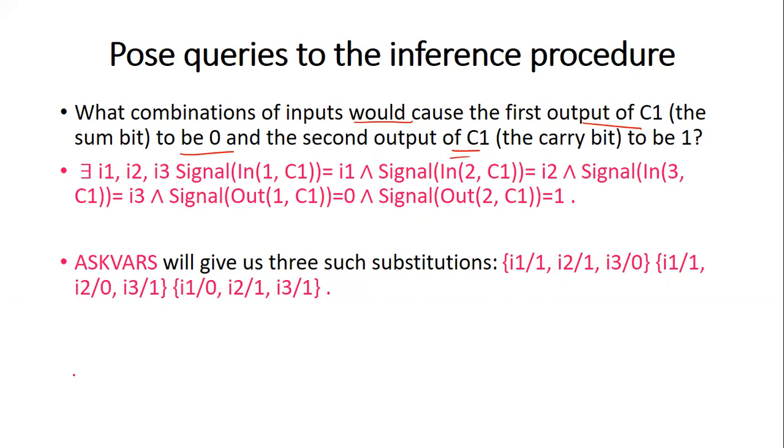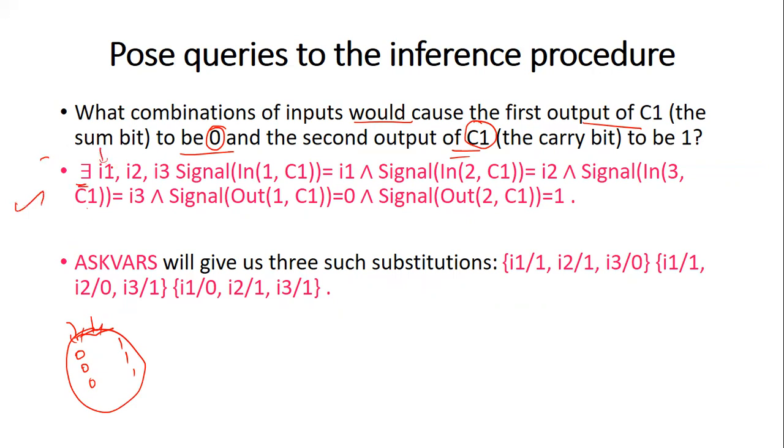Okay, so the query says that there are three inputs, right? So the three inputs can take any values between 0, 0, 0 and 1, 1, 1, right? Basically it can take 8 possible inputs. So for all these 8 possible inputs, for which input will the first output be 0 and the second output be 1? If you want to ask such a query to the knowledge base, then that query can be represented in first order logic, something like this.